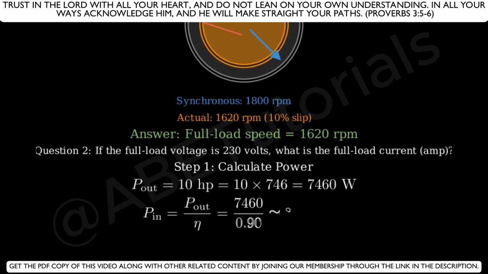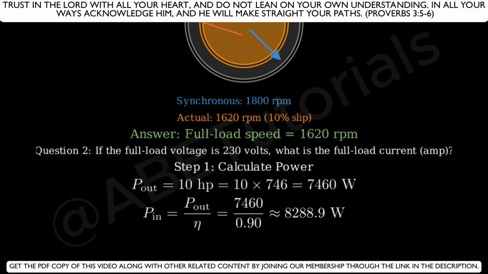The input power can be calculated by dividing the output power by the efficiency. With an efficiency of 90%, the input power is 7,460 divided by 0.90, which equals approximately 8,288.9 watts. For a balanced three-phase system, the relationship between input power, line voltage, line current, and power factor is given by this formula. Input power equals square root of 3 times line voltage times line current times power factor.